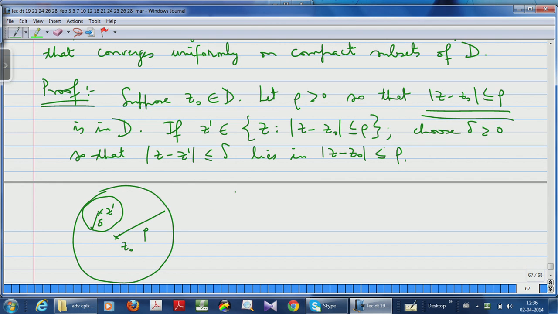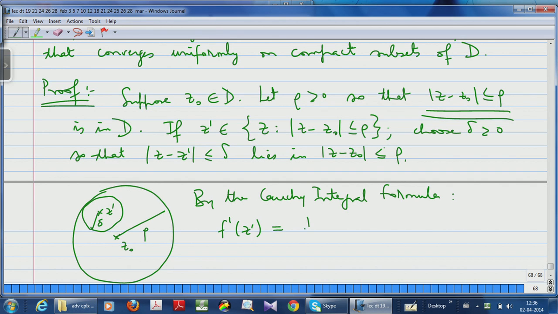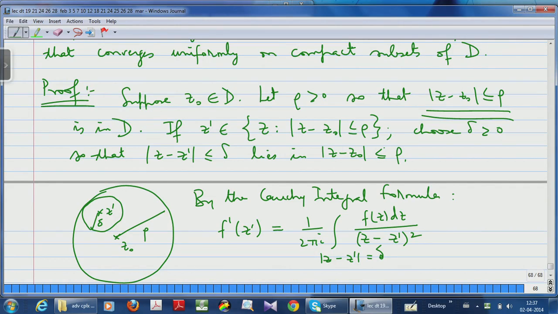Then you do the following. Look at the Cauchy integral formula. By the second Cauchy integral formula, which is for the first derivative, f'(z') is 1 by 2 pi i times the integral, in the positive sense over the circle |z - z'| = delta, of f(z) dz by (z - z')², with the whole square. The first Cauchy integral formula is for the function itself, which you can think of as the zeroth derivative. So this is the Cauchy integral formula.